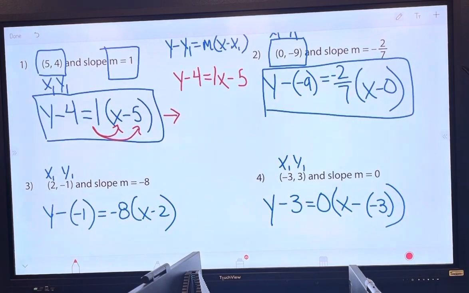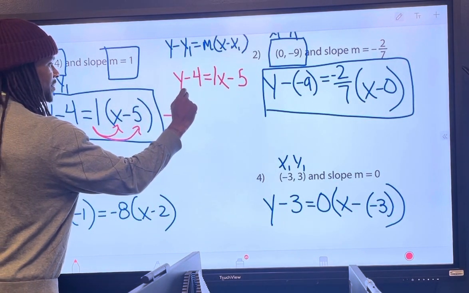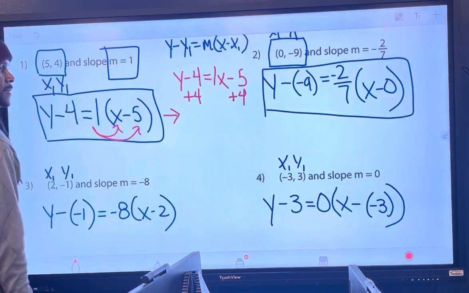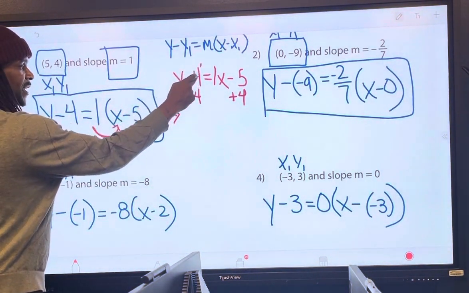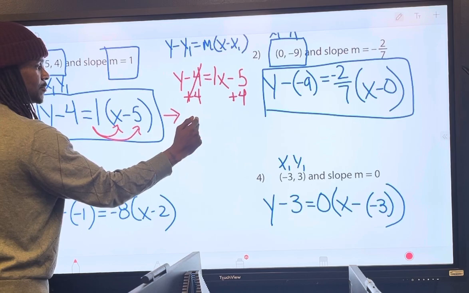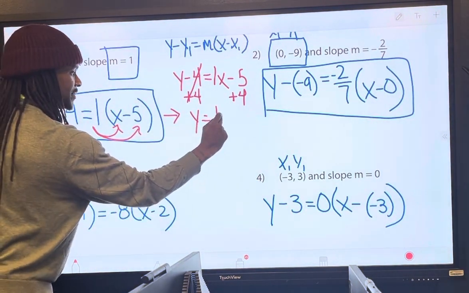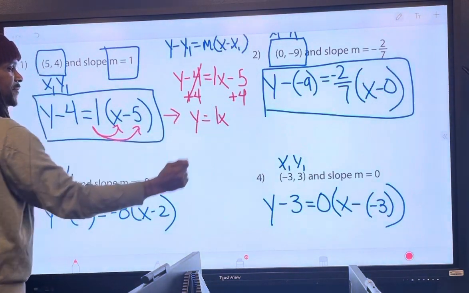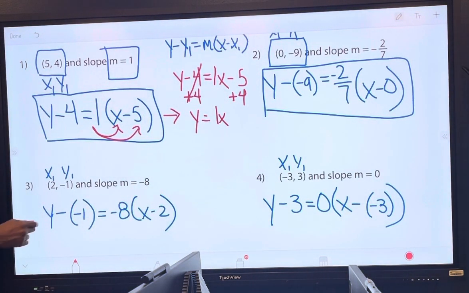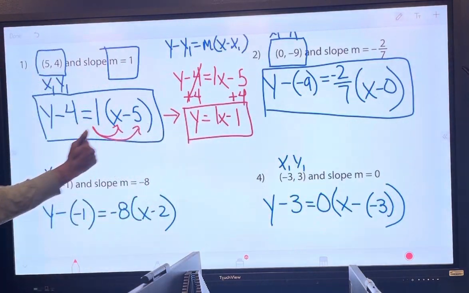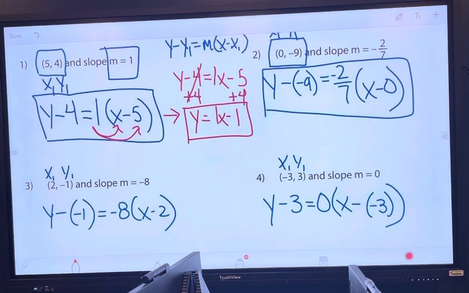There's only one move you make. Take the 4 out. If the 4 is negative, to take it out, we're going to have to add it on both sides. The 4s then cancel, leaving me with just y equals 1x. Negative 5 plus 4 is negative 1. And guess what? Look what we just did. You figured it out in slope intercept form.